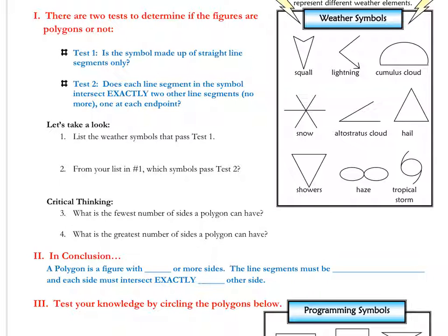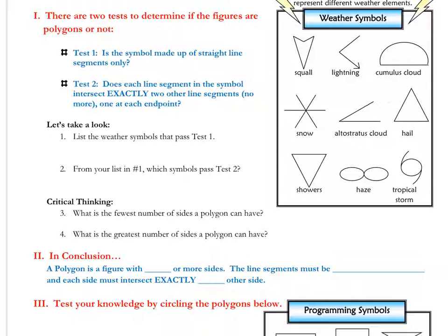Today, I know we talked about this yesterday, but we're going to go ahead and start talking about polygons, and then also start talking about special types of quadrilaterals. Okay, so first of all, what is a polygon? Well, a polygon has to pass two different rules. One is that the symbol is made up only of straight line segments.